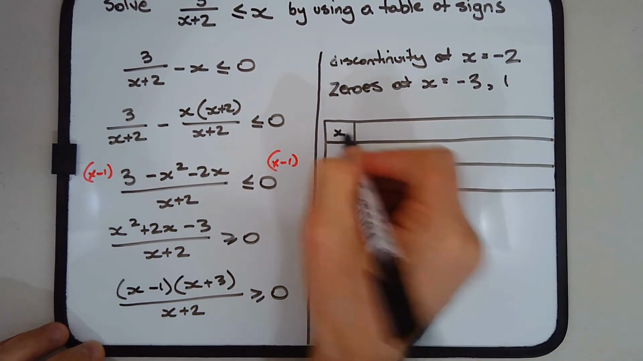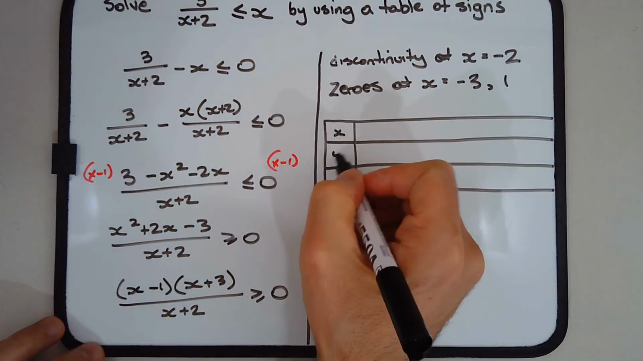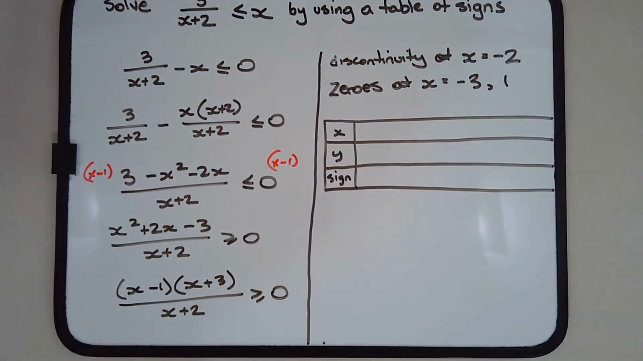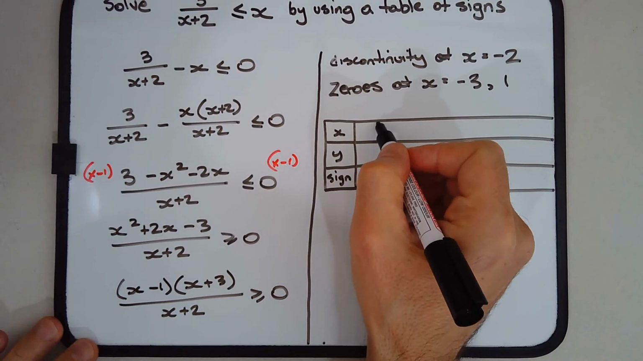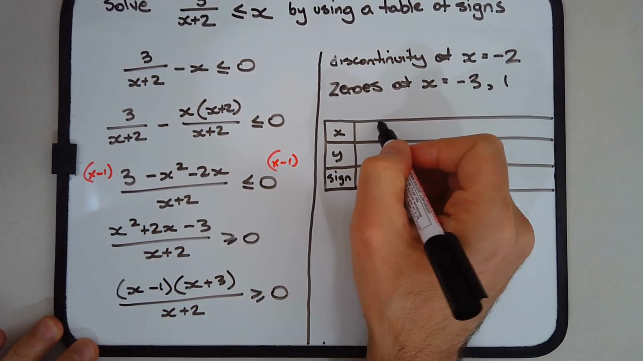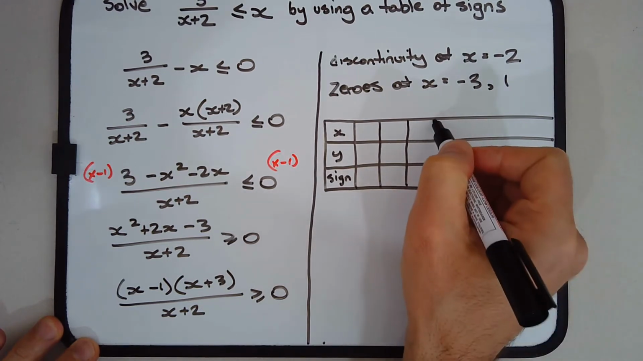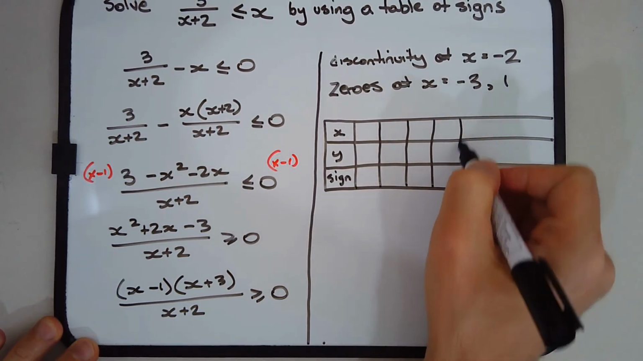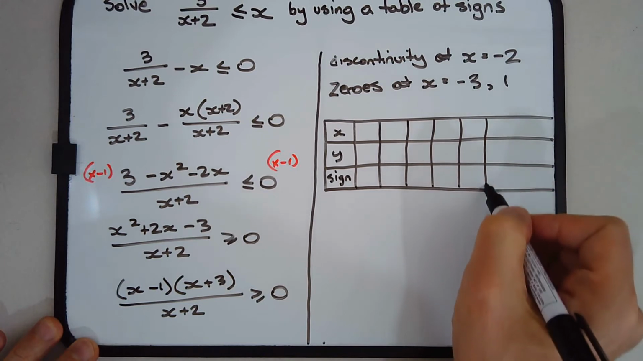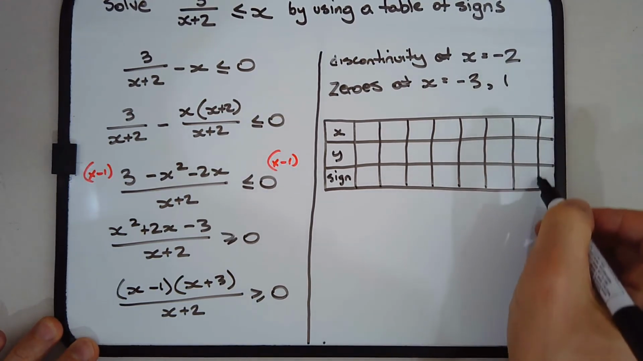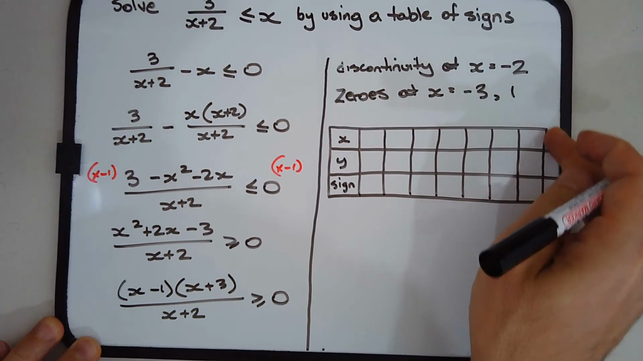So the first row will be x, the second row is y, and the third row is the sign. Okay, so let me just see if I can squeeze in the 7 columns. 1, 2, 3, 4, 5, 6. Yep, no, I think that's fine. There's our table. Okay.